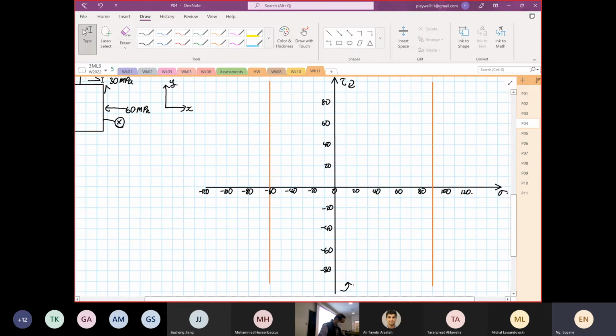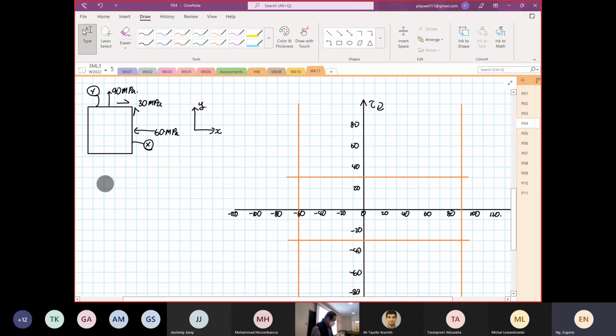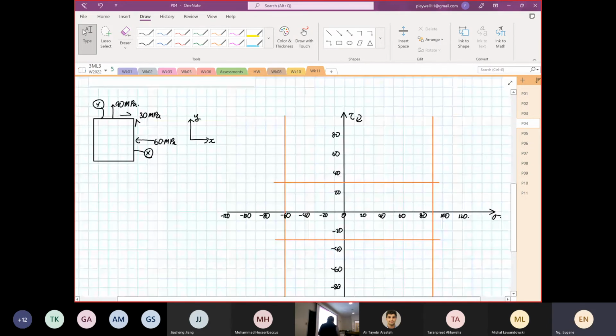It does not matter. I know this is positive shear, but for shear we have to draw both positive 30 and negative 30. Whether it is positive or negative on Mohr's circle, it all depends on the rotation of the element. That's why you draw the positive 30 and the negative 30. Okay.